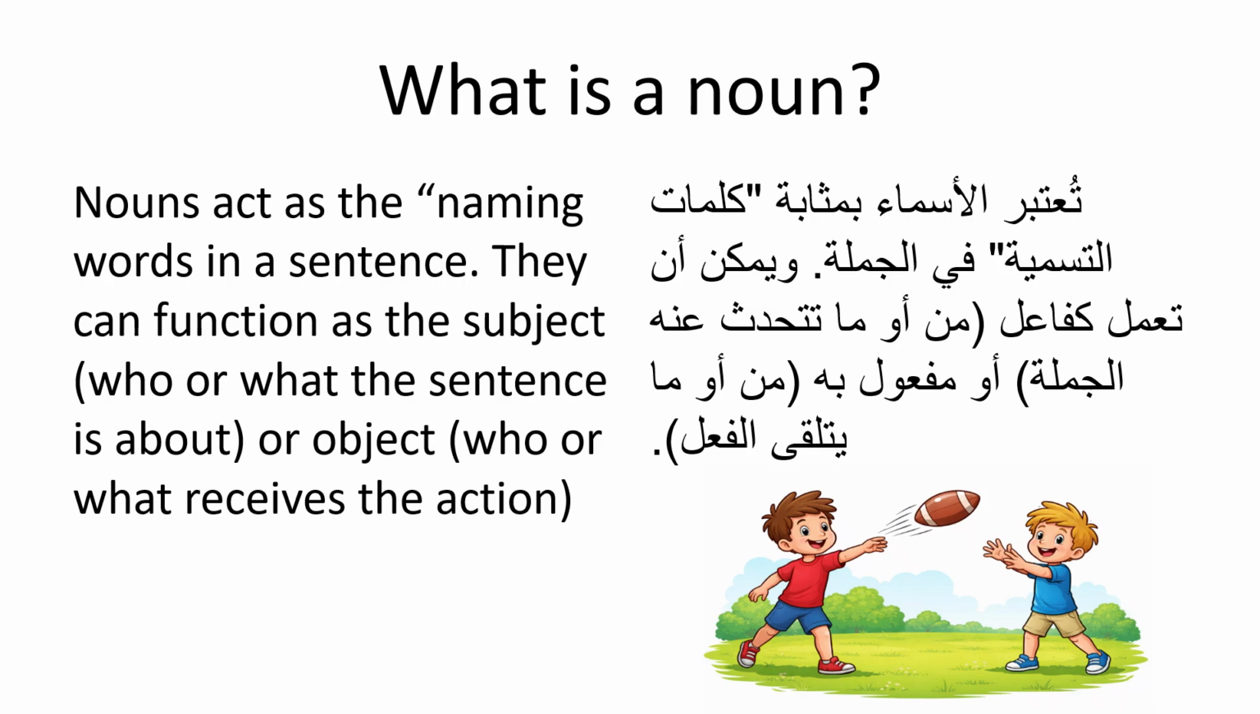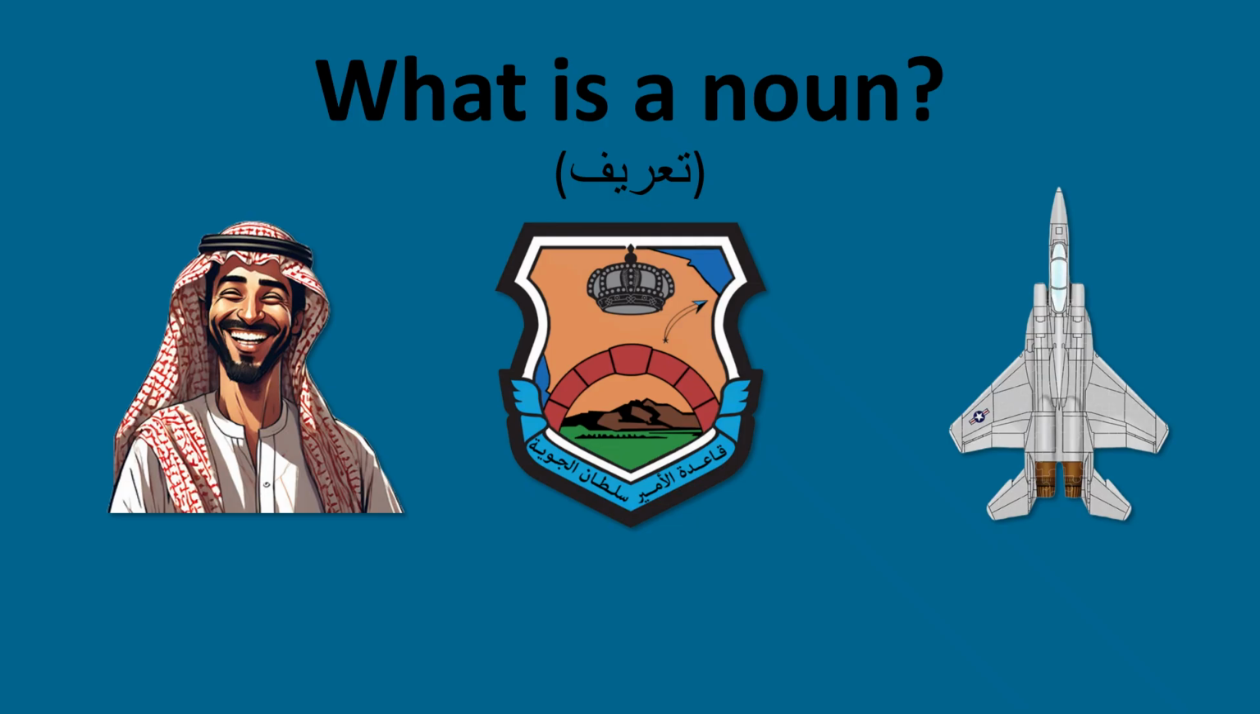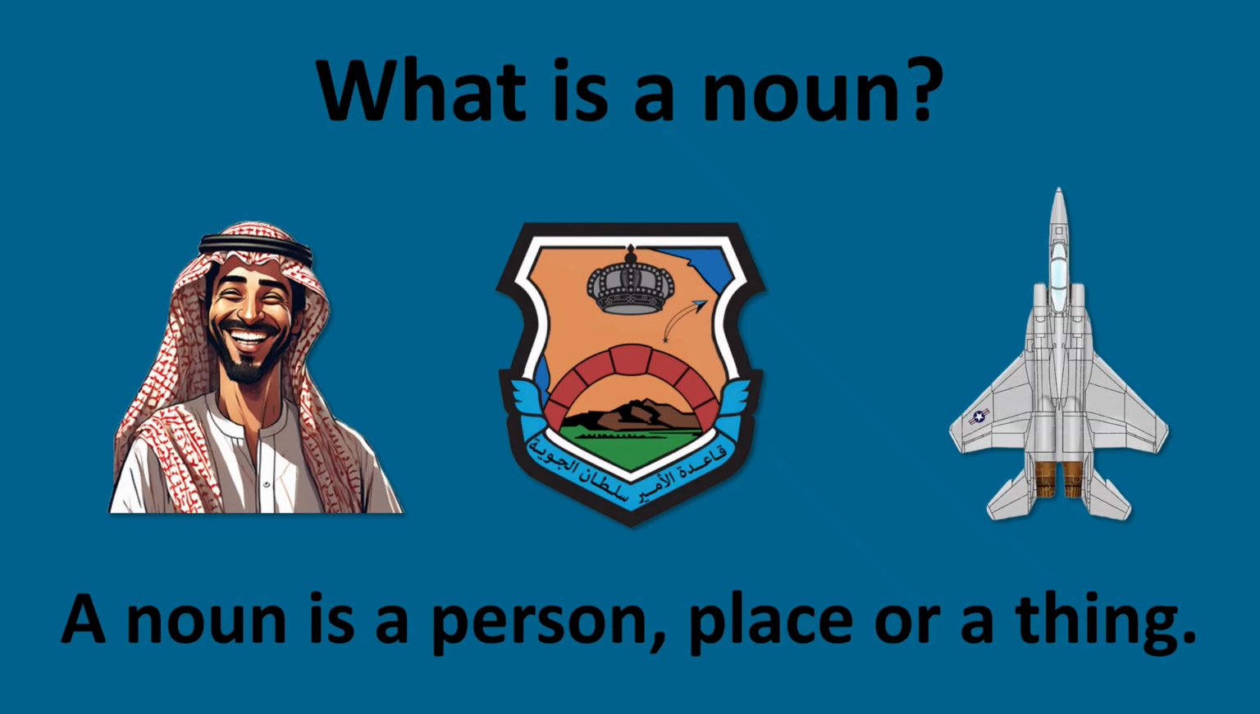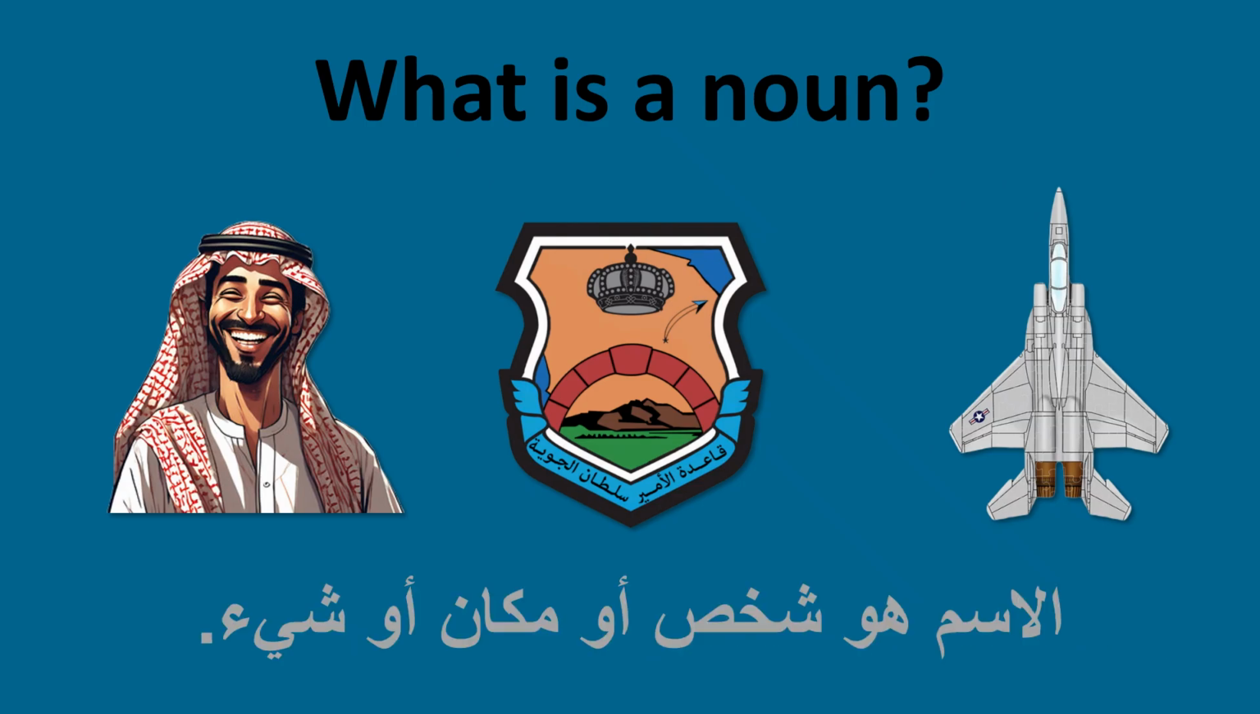Nouns act as the naming words in a sentence. They can function as the subject, who or what the sentence is about, or object, who or what receives the action. What is a noun? A noun is a person, place, or a thing. A noun is a person, place, or a thing.